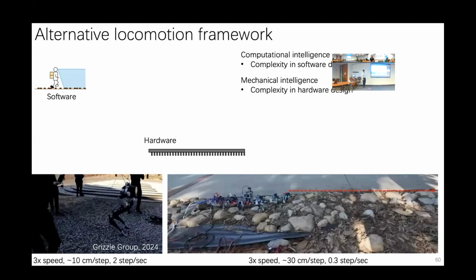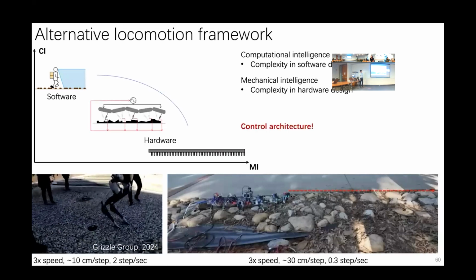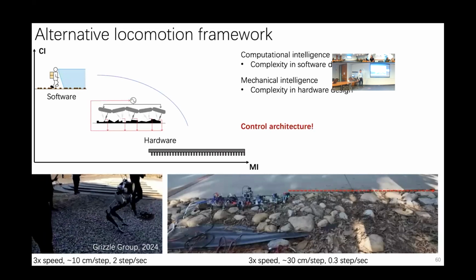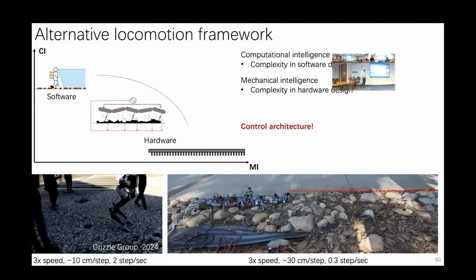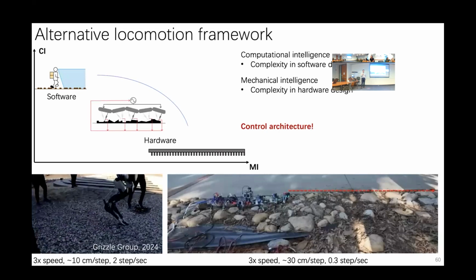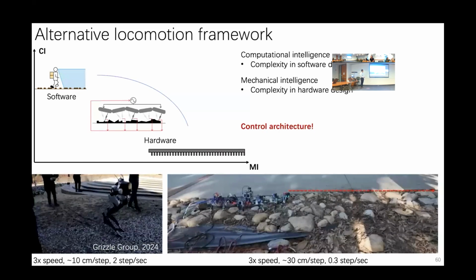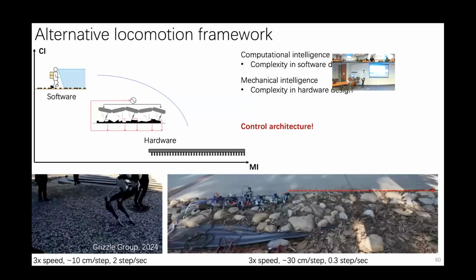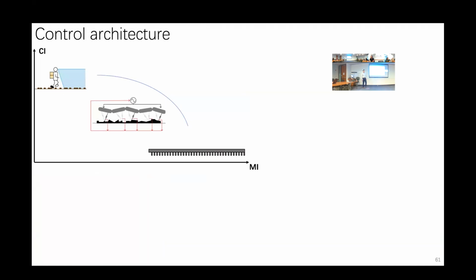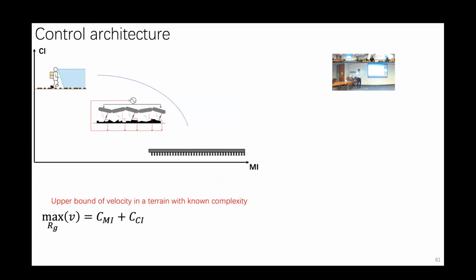And to quantify this, we propose a control architecture, the CI and MI, to systematically explore the trade-off and the equivalency between the computational and mechanical intelligence. So we made a bold argument that there exists an upper bound of velocity given terrain complexity. It can be approximated by the mechanical intelligence complexity plus the computational intelligence complexity.